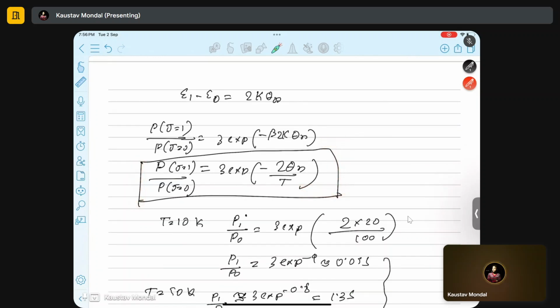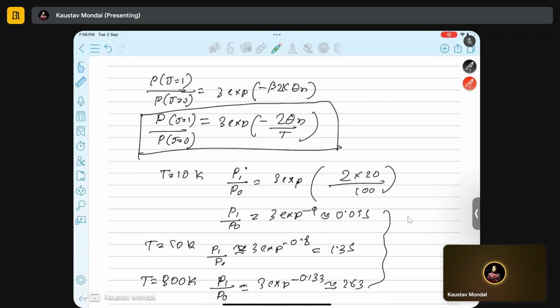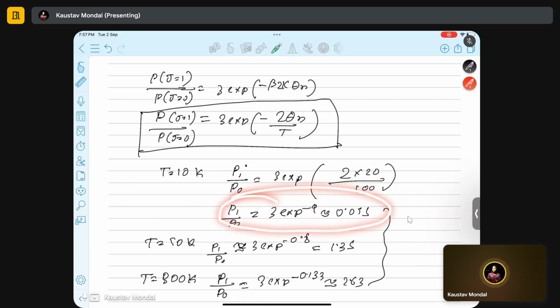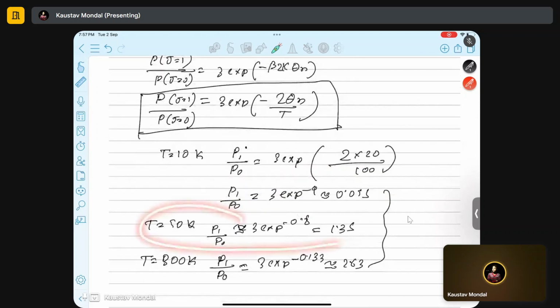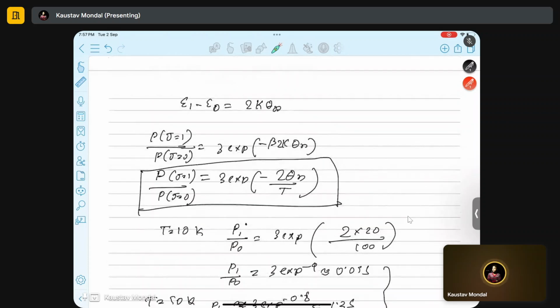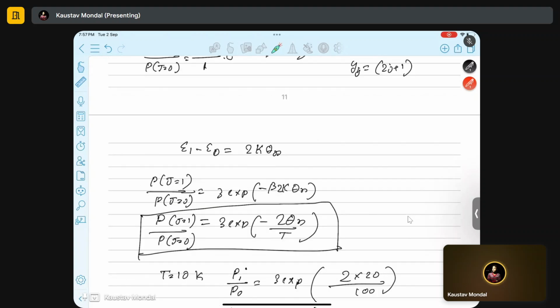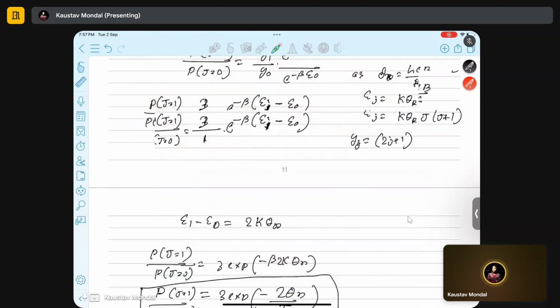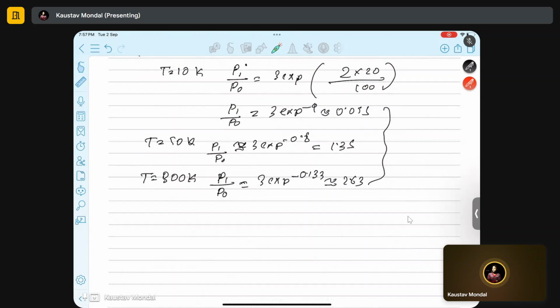Now from here you have to calculate for different temperatures, right? First we have done T equal to 10 Kelvin, giving the ratio of the population in the first excited and ground states. For T equal to 50, and as you gradually increase the temperature, more particles are shifted towards the higher rotational levels. Okay, so this is done.